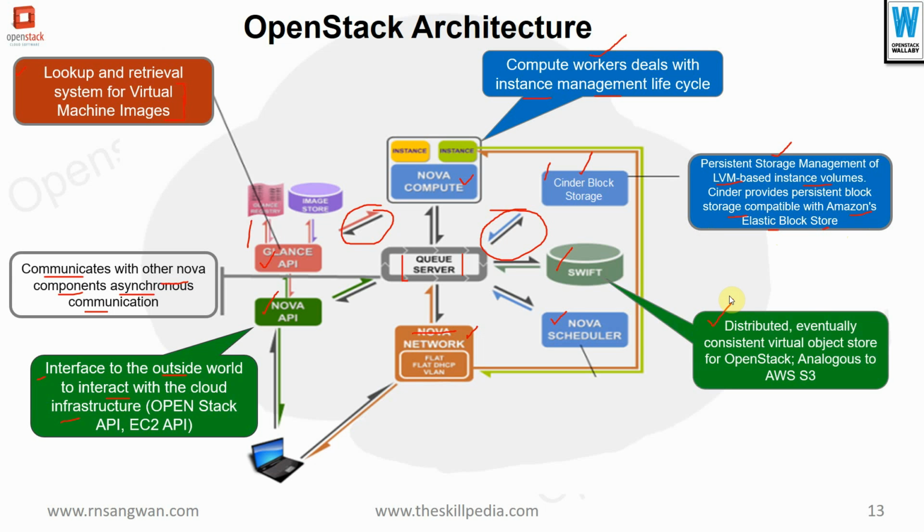Then we have Swift. It is a distributed, eventually consistent virtual object store for OpenStack. It is analogous to the Amazon Web Services S3 bucket or object store. Then we have Nova Scheduler. Nova Scheduler maps the Nova API calls to the appropriate OpenStack component where the OpenStack instance will be launched.